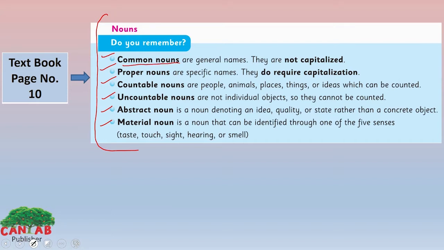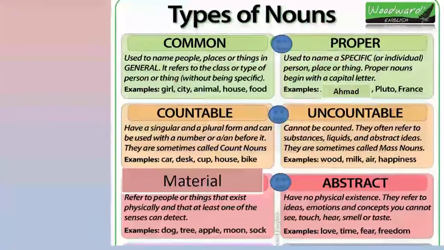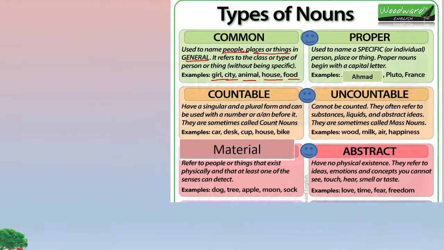Common nouns. Common nouns are general names. They are not capitalized. Look at the definition and example here. Common noun used to name people, places, things in general. It refers to the class or type of person or thing without being specific. For example, girl, city, animal, house, food.